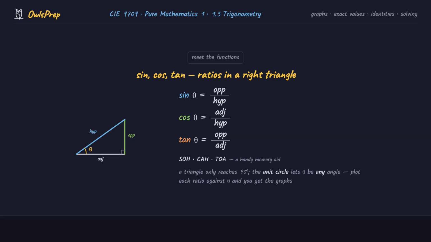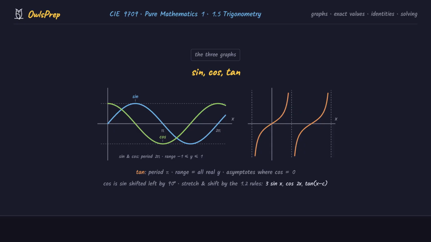Now, the angle in a triangle only goes up to 90 degrees. To let theta be any angle at all, bigger than 90 or even negative, we read the very same ratios off a point traveling around the unit circle. Plot each ratio against the angle, and you get the three curves we're about to study. Now that we've met the three functions, let's look at their graphs.